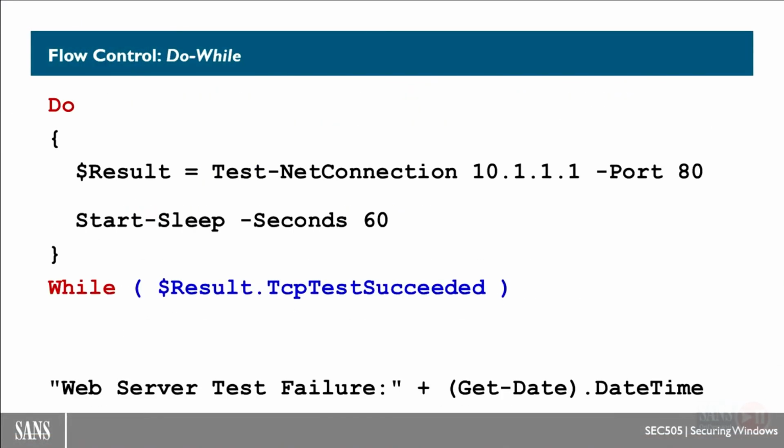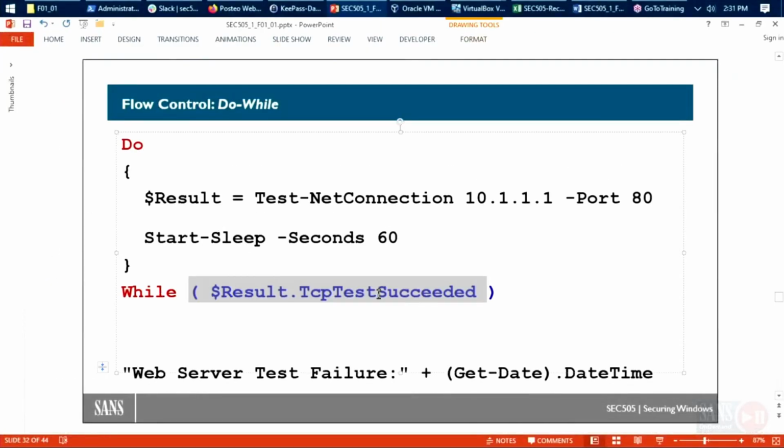How can I guarantee that a block of code is run at least once? Well, that's what a do-while loop is for. In a do-while loop, you will do the block of code and then you do the while test afterwards. If the while test outputs true, well then you go back up and you do the block of code again. But at least in this case, we're guaranteed to do the block of code at least once.